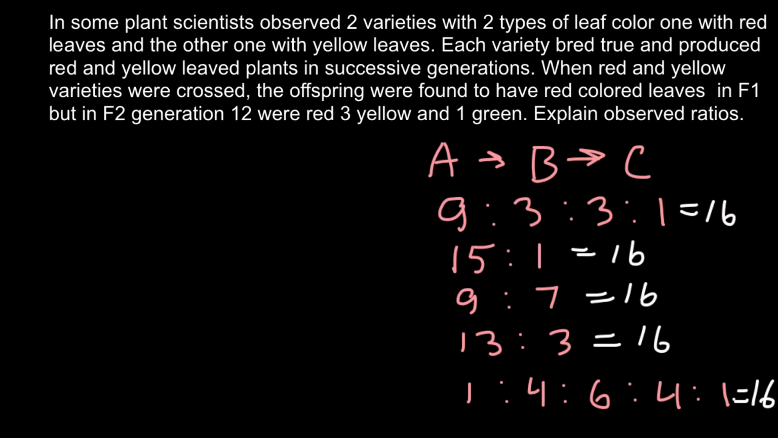So this tells us that our ratio, which is 12 to 3 to 1, also falls into this category. And this tells us that this trait is under the control of 2 genes and not 3 genes. And here we also have dominance. One gene would be dominant over the other one, and in order to explain this problem I will need to use some photos.